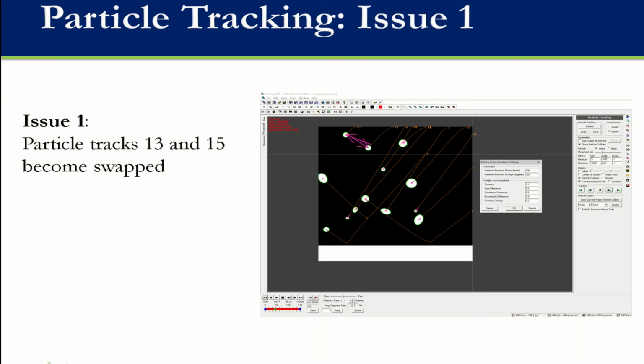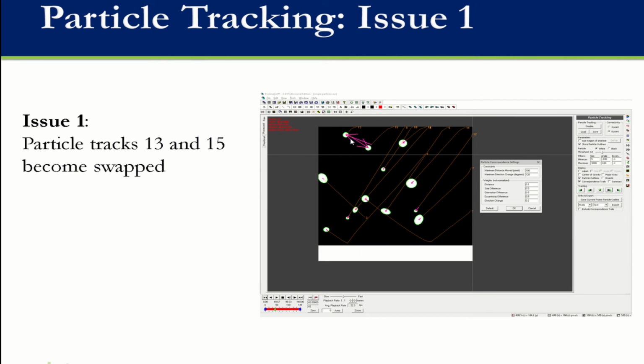Now, a common problem that people have when analyzing their data is that they might see that the correspondence trail is swapped. So this is a case where you have particle 13 and particle 15, and these orange lines represent the particle's motion throughout the video so far. Particle 13 was along that orange trail, and then suddenly at this frame, the software assigned it as being over here, which is clearly, from our understanding, where particle 15 should be.